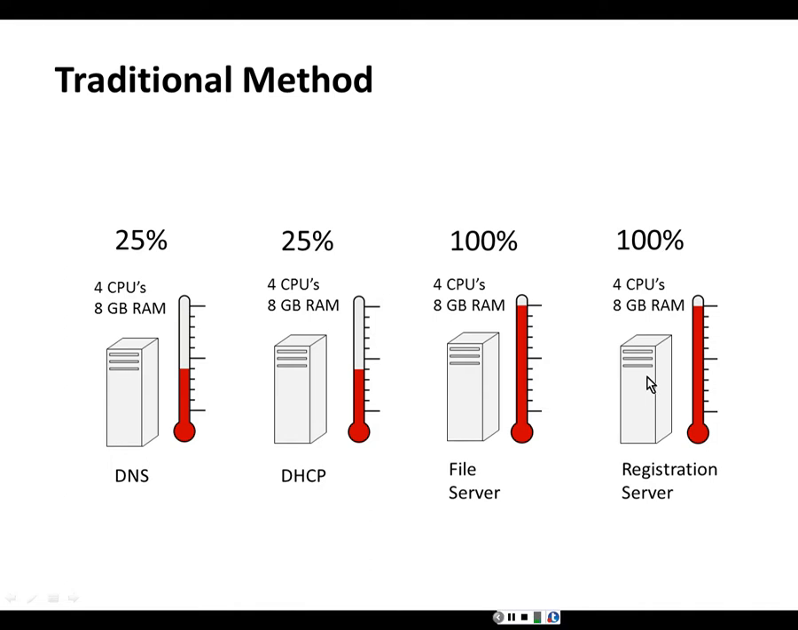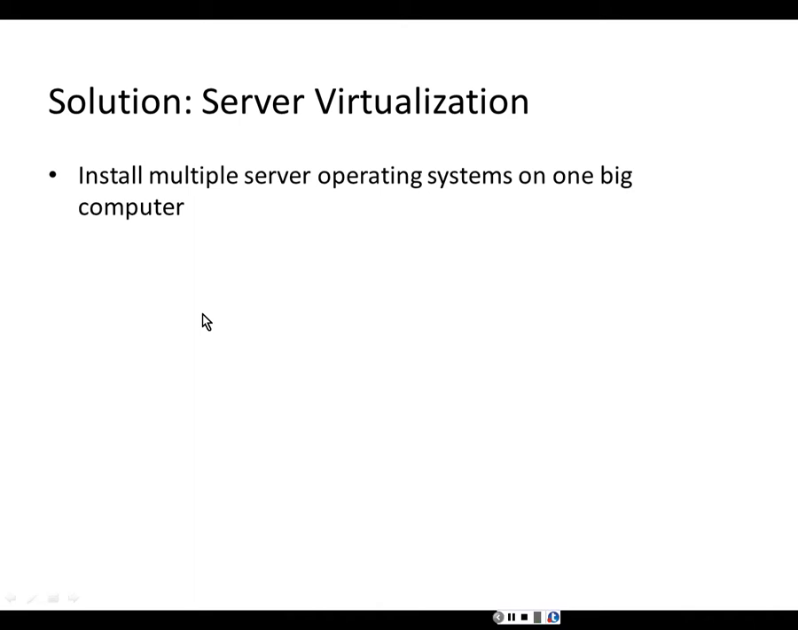In the traditional method, you have a separate physical box for each function. And the disadvantage is an inefficient allocation of resources. Some servers are totally maxed out, and other servers are not even using a quarter of the allocated resources. So the solution is to implement server virtualization. Server virtualization is where we install multiple server operating systems on one big computer.